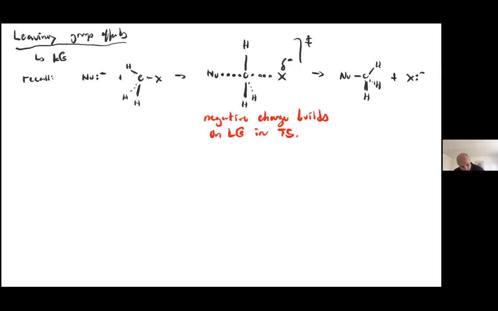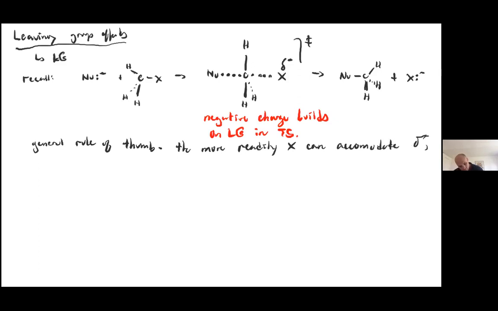So for this one I can give you a general rule. The more readily your X group can accommodate negative charge, the faster the reaction. And generally what we say is that if the pKa of the conjugate acid of the leaving group is less than 0, so if the conjugate acid of the leaving group is a strong acid, generally X is a good leaving group.